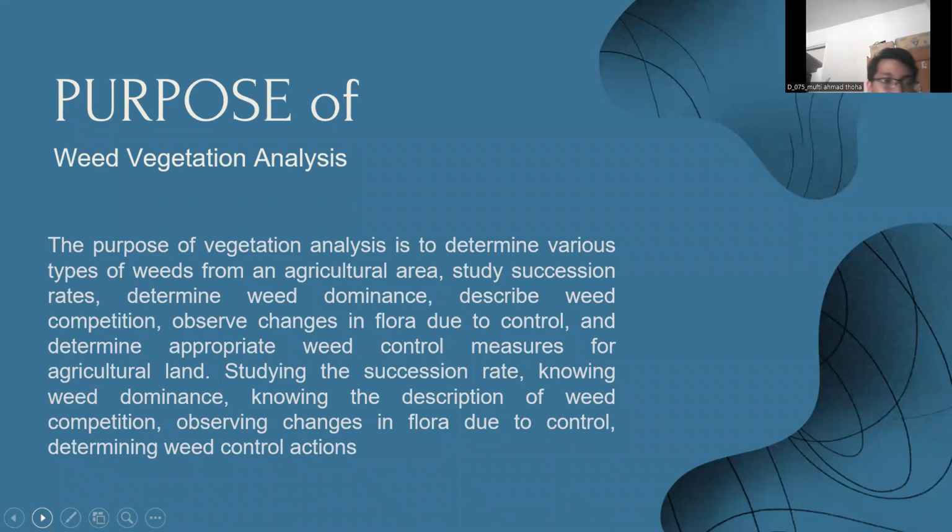Purpose of weed vegetation analysis. The purpose of vegetation analysis is to determine various types of weeds from an agricultural area, study succession rate, determine weed dominance, describe weed composition, observe change in flora due to control, and determine appropriate weed control measures from agricultural land.